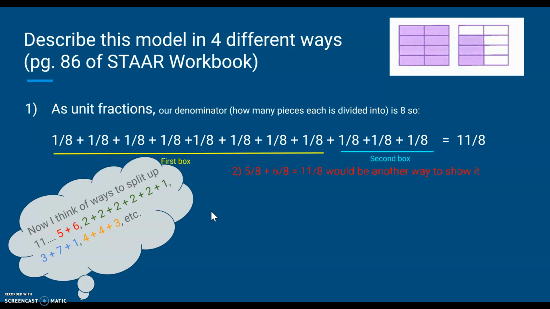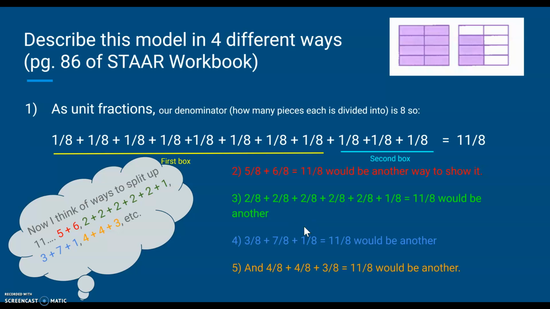I can use the 5 and the 6 to say that 5 eighths plus 6 eighths equals 11 eighths. I can use the 2's and the 1: 2 eighths plus 2 eighths plus 2 eighths plus 2 eighths plus 2 eighths plus 1 eighth equals 11 eighths. I can use the 3, the 7, and the 1: 3 eighths plus 7 eighths plus 1 eighth equals 11 eighths. And I can use the 4's and the 3: 4 eighths plus 4 eighths plus 3 eighths equals 11 eighths. Are these the only ways to show this model? Absolutely not. Any numbers that I can think of that would add up to 11, I can use as numerators in another problem.